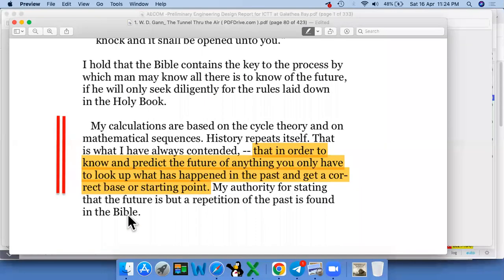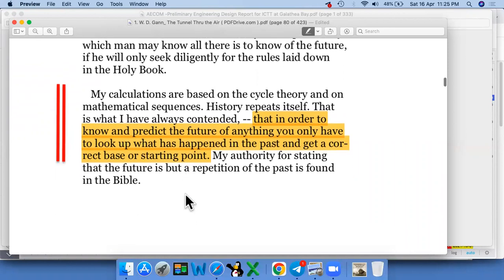So again, I'd like to repeat that it is from the cycles which have happened in the past. That is the first thing that he says. And get a correct base or starting point. Both the things are important. Until we know a starting point, things will not be easy for us to understand.